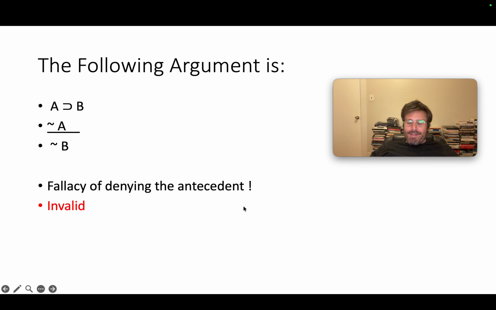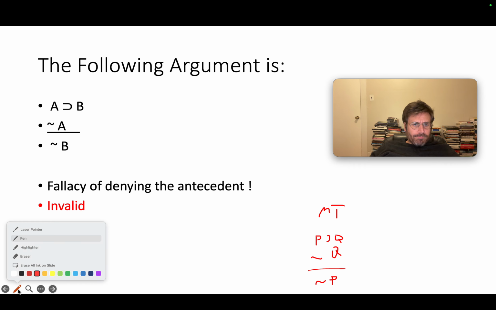This argument, well, I've given it away to you, but just have a look at it. If A then B, not A, therefore not B. This would be an invalid application of modus tollens, right? Modus tollens, remember, is any argument that takes the form of denying the consequent. If P then Q, not Q, therefore not P. Modus tollens, however, does not go the other way. We can't infer the denial of the consequent from the denial of the antecedent. Okay?